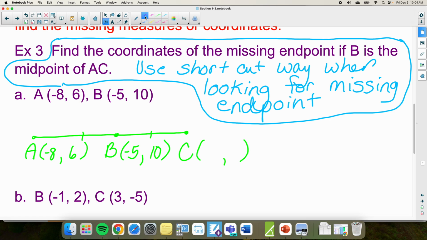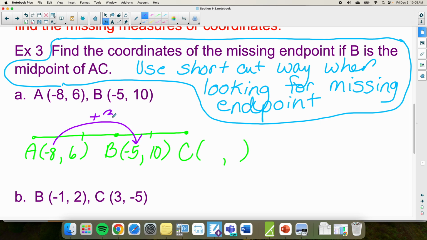Okay, what you do is you start at the one endpoint you're given, and you go from this x coordinate to that x coordinate. And you think, how do you get from -8 to -5 by either adding a number or subtracting a number? You add, because -8 is less than -5, so you'd add how many? Good. You'd add just 3.